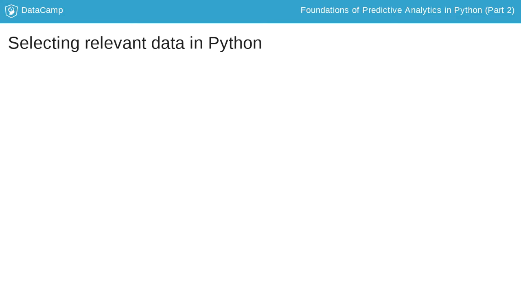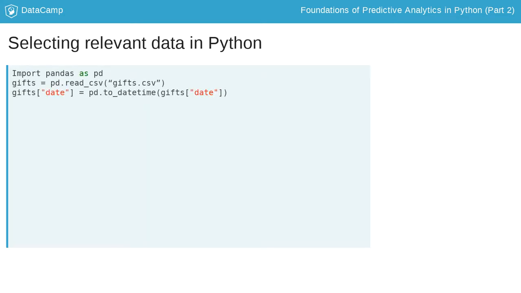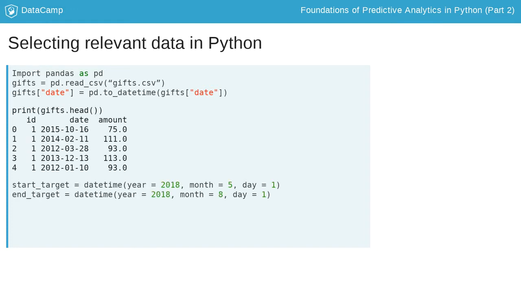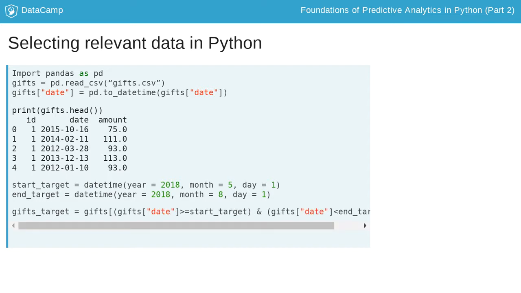Given is a list of gifts from 2013 until 2017. The start date of the target is May 1st, 2017. The end date of the target is August 1st, 2017. The donations that can be used to calculate the target are donations between the start and end target date. The donations that can be used to construct predictive variables are the donations made before the start target date.